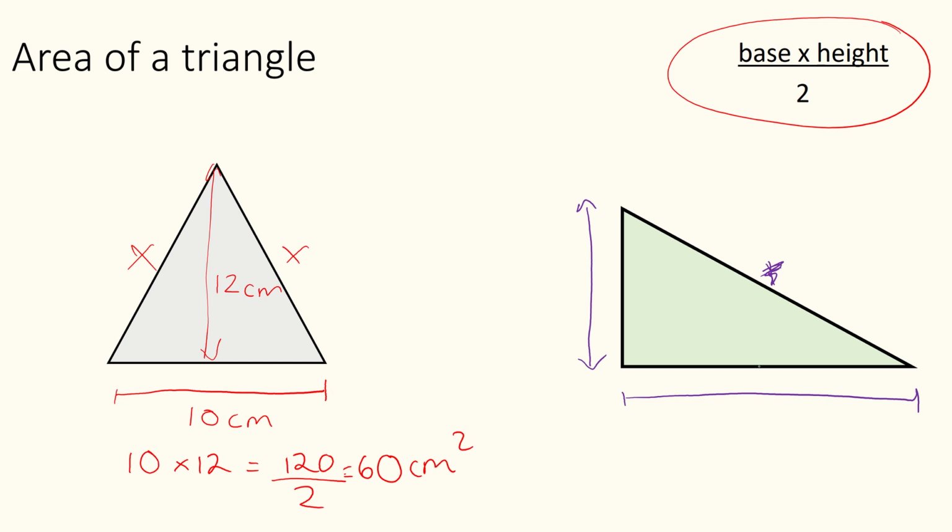Let's give it some numbers. Let's say that this is 10 meters and this is 5 meters. So base times height, 10 times 5, that equals 50. Then according to the formula, we divide it by 2, which gives us 25 meters squared.